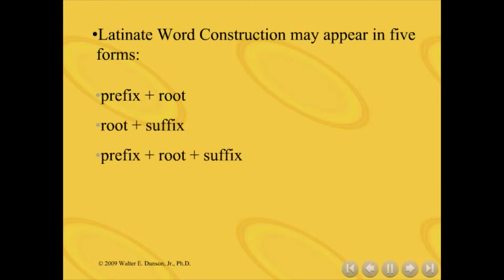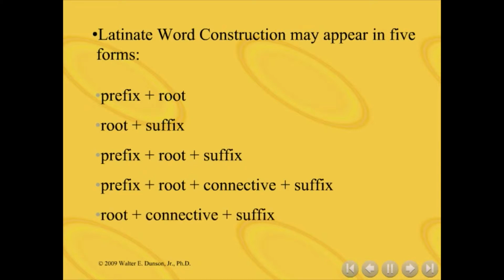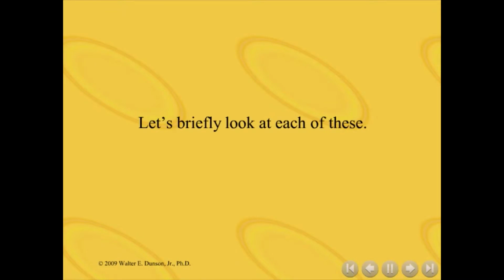Latinate word construction may appear in 5 forms: a prefix and a root, a prefix, a root, and a suffix, a prefix, a root, a connective, and a suffix, or a root, a connective, and a suffix. Let's briefly look at each of these.